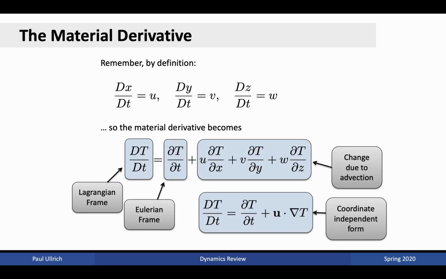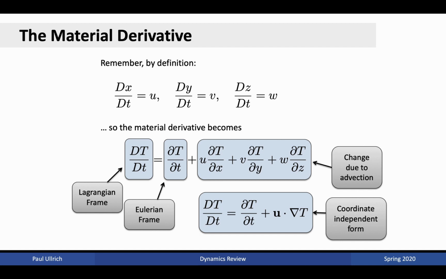So remember by definition that the change in the zonal position with respect to time following the fluid parcel is simply equal to the zonal velocity of that fluid parcel. That is, if you're moving a certain zonal distance in a certain amount of time, this is simply distance over time and hence corresponds to a velocity of that fluid parcel.